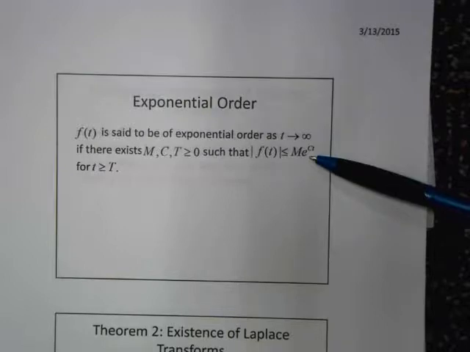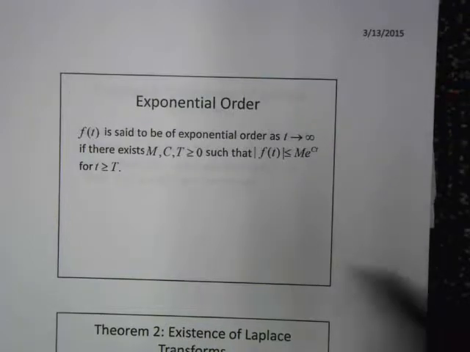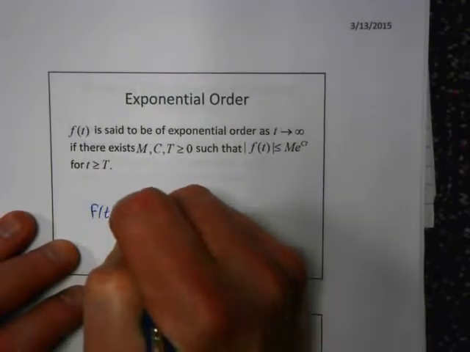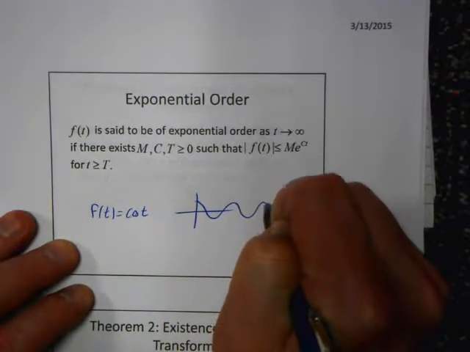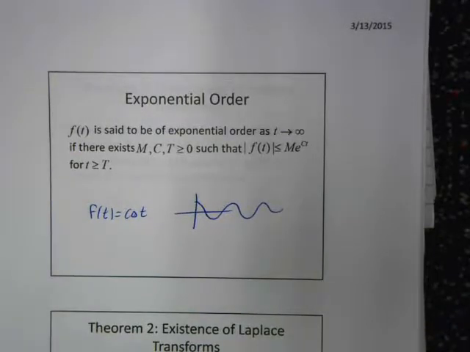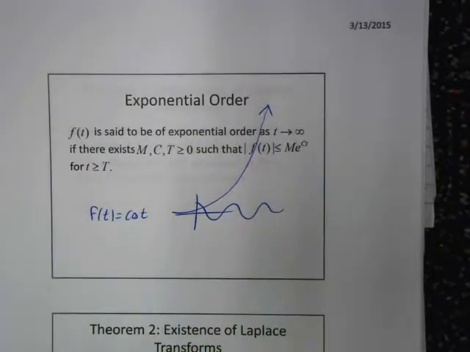So I guess the question is, can you give me an example of a function which is not of exponential order? Cosine is of exponential order. Oh, you're right. Because cosine, f of t equals cosine t, looks like this. Is it eventually smaller than an exponential function? Well, exponential functions look like this. So is the cosine function smaller? Yeah, almost always. Cosine is definitely of exponential order.